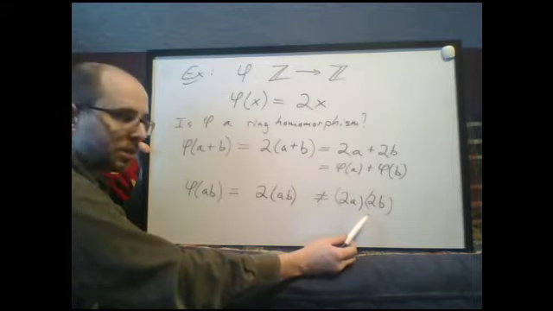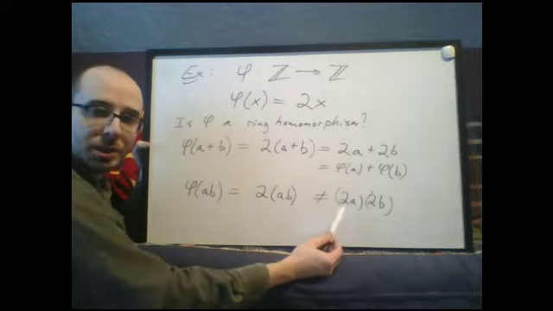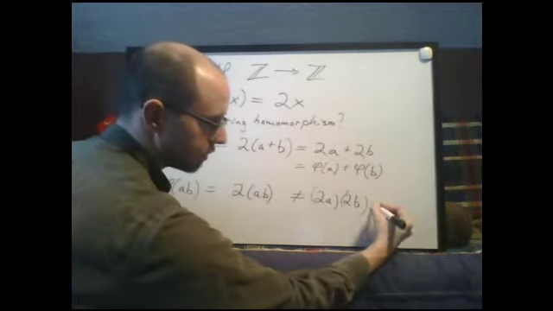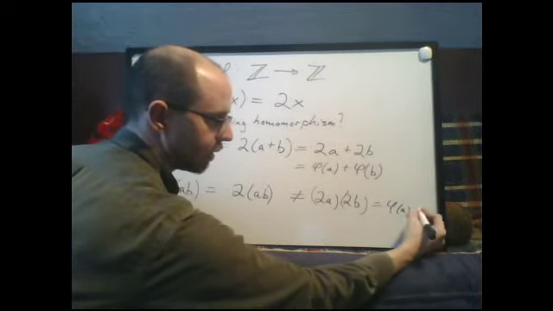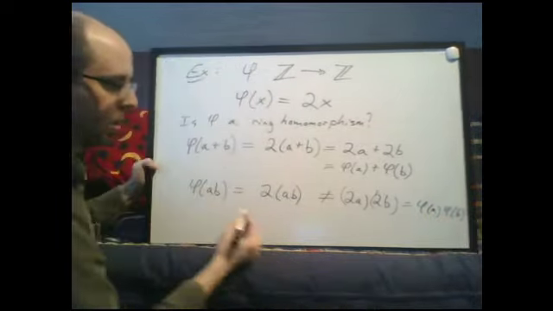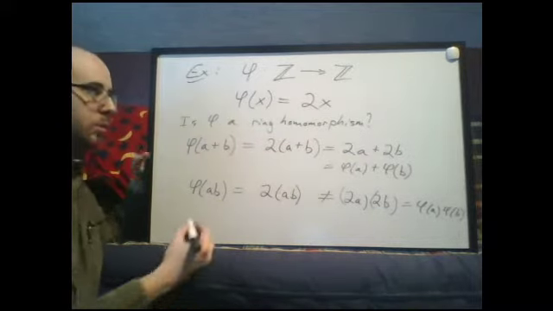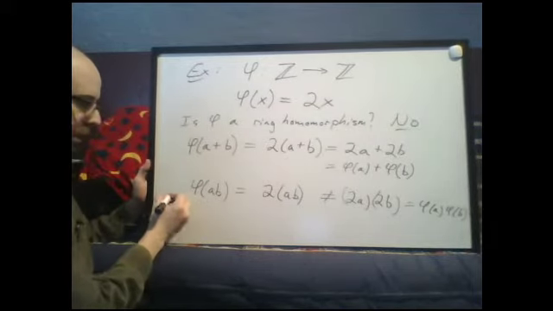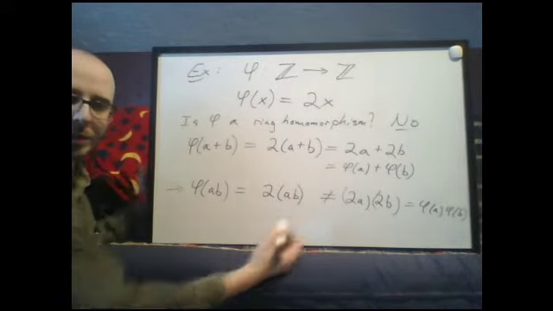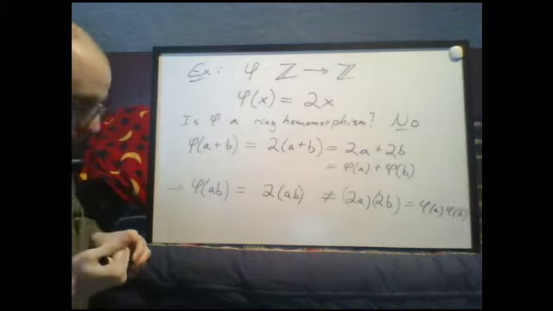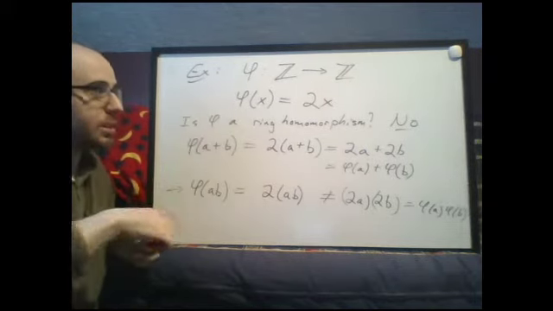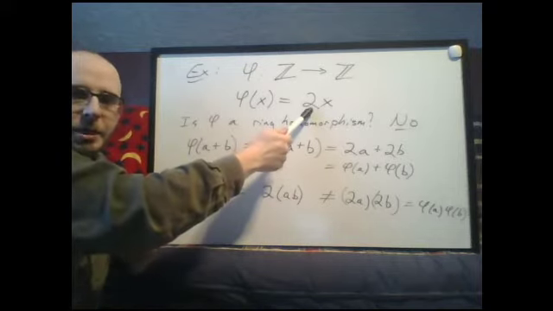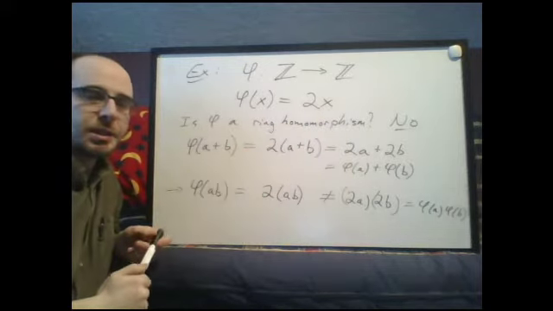I could find specific examples where it wasn't equal. So these are not the same. This is what I'd get if it was a ring homomorphism, phi of a times phi of b. So these are not equal in general, which means this is not a ring homomorphism. It's because this condition fails. So even a very basic linear function between integers is not a ring homomorphism.